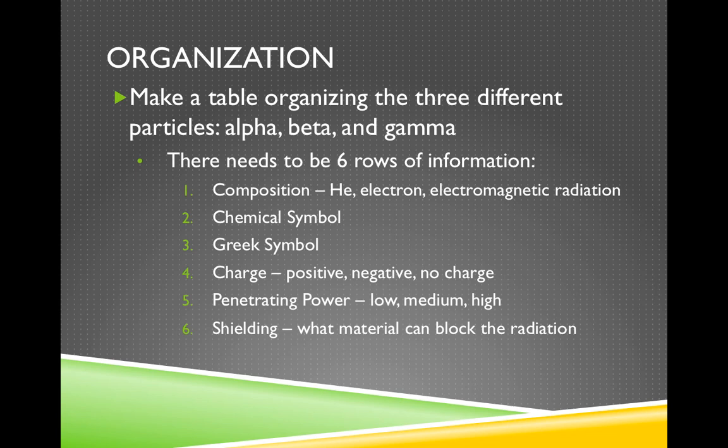The second row needs to be its chemical symbol. Alpha particles have a chemical symbol, beta particles have a chemical symbol, gamma does not, so you can just X through that one or leave it blank. The third row needs to be its Greek symbol. What's the symbol for alpha, beta, and gamma? Number 4 needs to be its charge. Does it have a positive charge, a negative charge, or no charge?